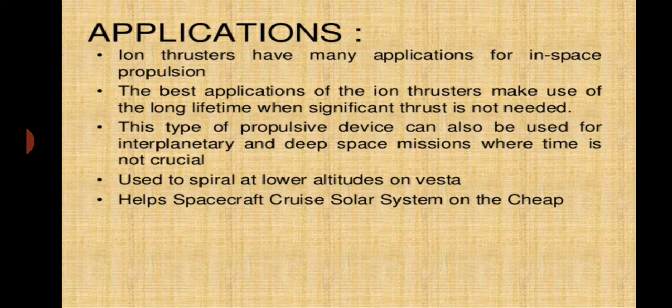So here are some applications of the ion propulsion system. First one, ion thrusters have many applications for space propulsion. The best applications of ion thrusters make use of the long lifetime when significant thrust is not needed. This type of propulsive device can also be used for interplanetary and deep space missions where time is not crucial. Used to spiral at lower altitudes on Vesta. Helps spacecraft cruise the solar system on the cheap.